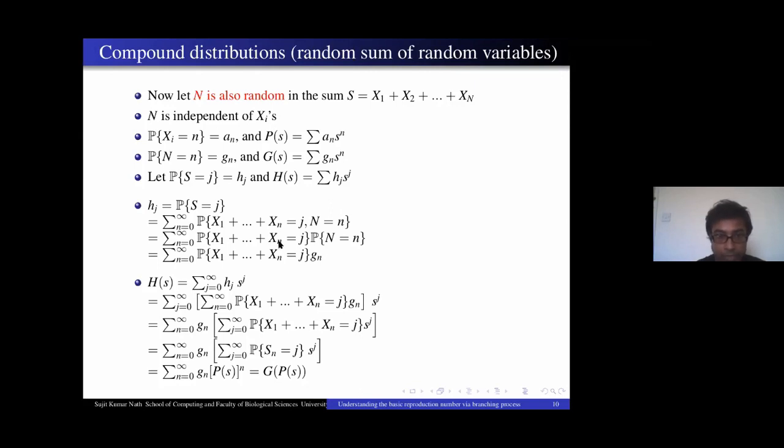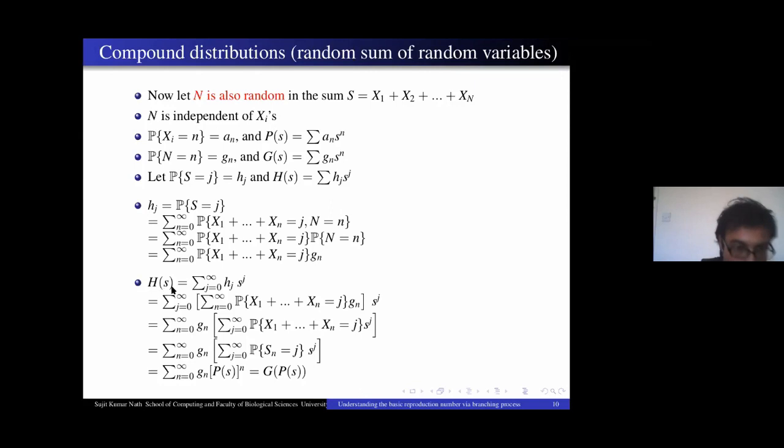Now I have fixed capital N equal to small n. And now I am multiplying what is the probability that capital N will take the value small n. So this is the multiplication of probabilities of independent random variables. Now if I sum over n, you can see that this probability is just gn, because this is the distribution of capital N. Capital N can take the value small n with probability gn. So I have replaced this term with gn, and this sum is basically the value hj.